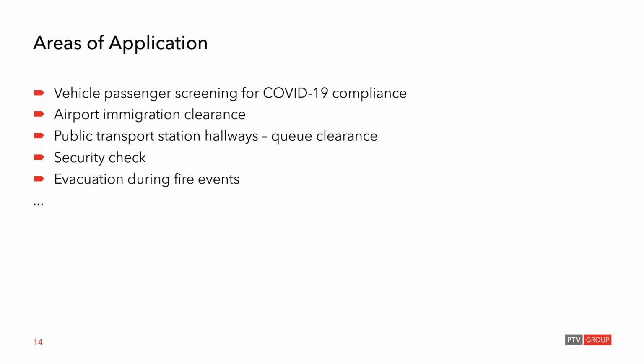With individual tailored paths based on attributes defined, it can be applied to vehicle passenger screening for COVID-19 compliance, which you saw today, airport immigration clearance, public stations, hallways, security check, evacuation during fire events, and many more. Before ending the webinar, I would like to show you a video of how, with features highlighted today, coupled with more advanced modeling skills, screening scenario at supermarkets can be modeled in PTV Viswalk.